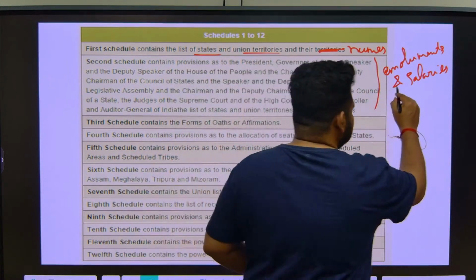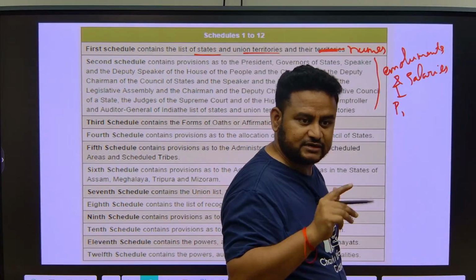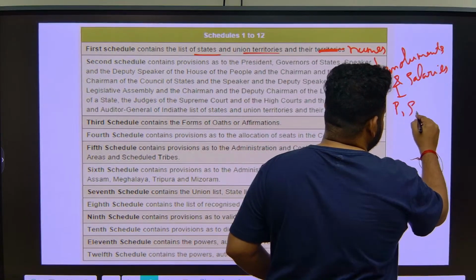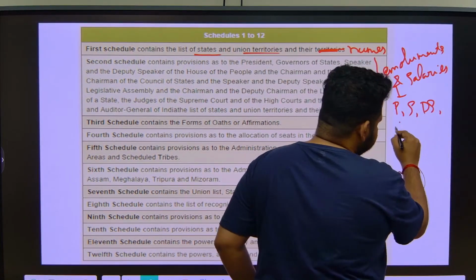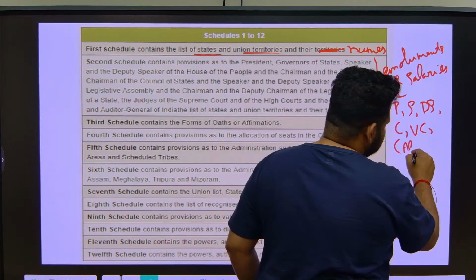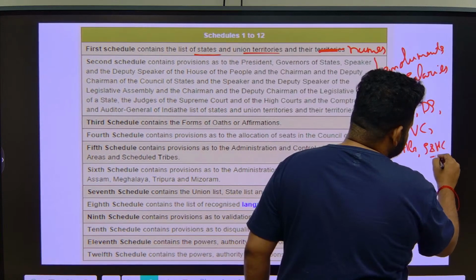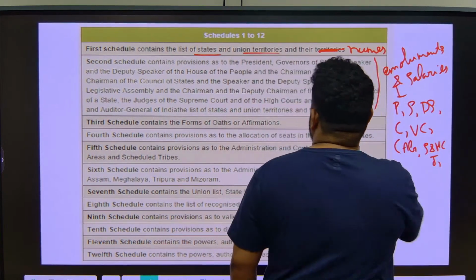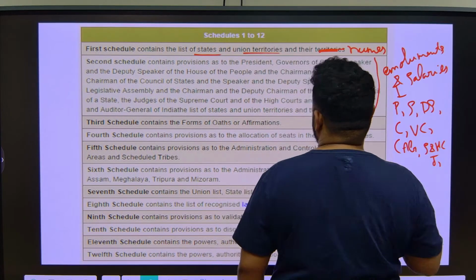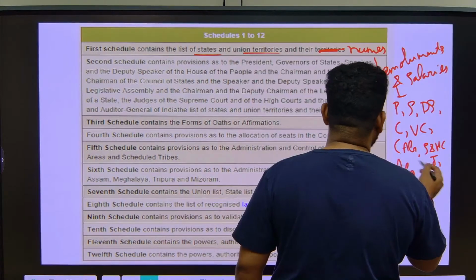Who are those people? President. Vice president, who will receive the salary not as a vice president, but as chairman of Rajya Sabha. President, speaker and also deputy speaker. Chairman and also vice chairman. Also CAG, Comptroller and Auditor General, and also Supreme Court and High Court judges. That's it. This you have to remember.